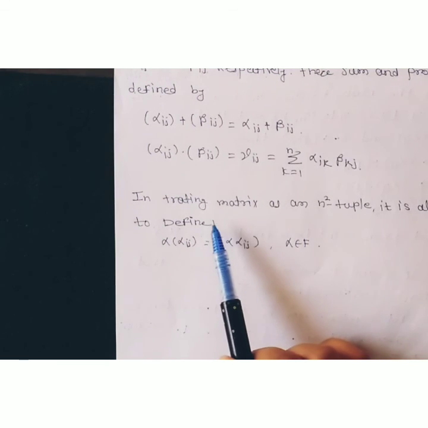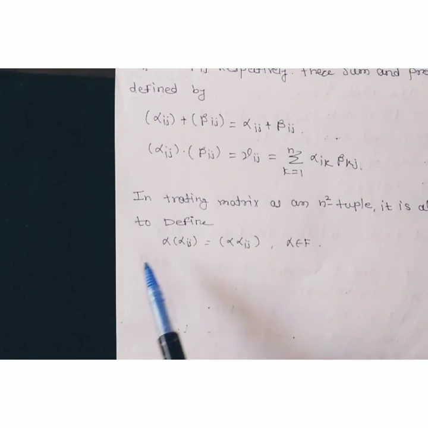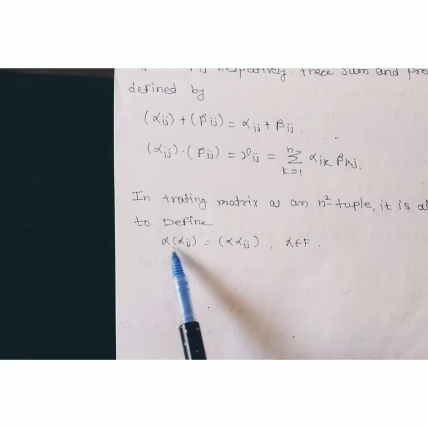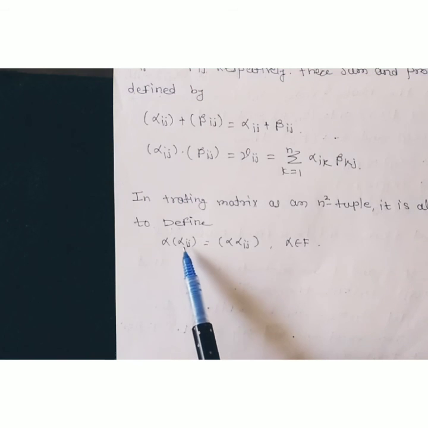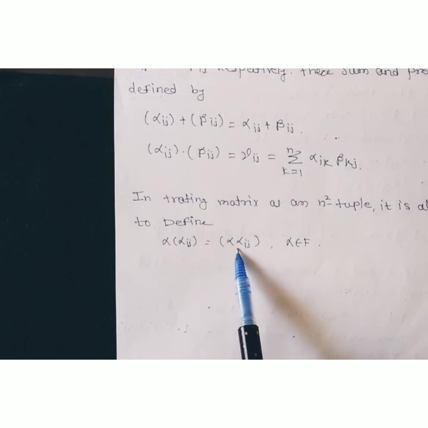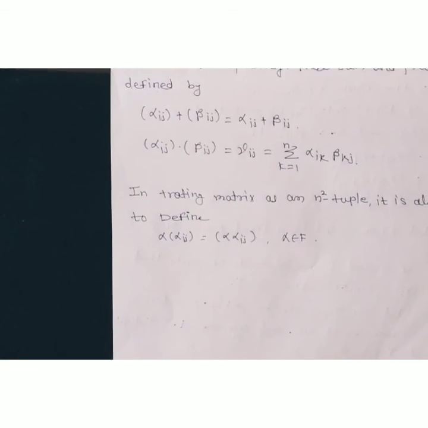Now, if we are treating the matrix as an n square tuple, as an n cross n matrix, then in that case this multiplication is natural. If some scalar is multiplied to each coefficient, it is nothing but the multiplication of the scalar to that element, which is equal to alpha alpha ij for alpha belonging to field F. So this is the topic based on matrices: finding the matrix of a transformation, and the sum and product of the coefficients of matrices.